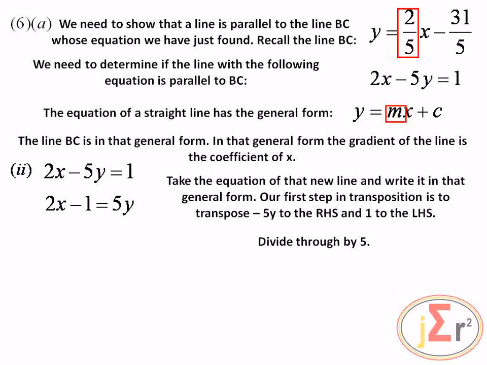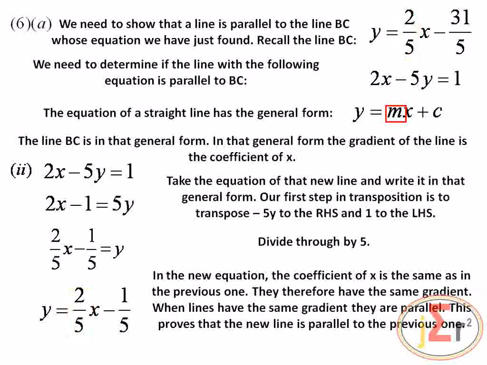That is the next step. Divide through by 5. What do we know? 2x minus 1 over 5 is equal to y. We divide each term by 5. We get 2x over 5 and negative 1 over 5, and that is equal to y. Turn the equation around. We have y is equal to 2 over 5 x minus 1 over 5. And that is the equation of the new line written in the general form.